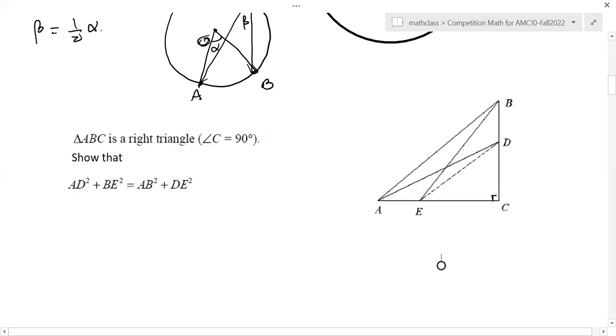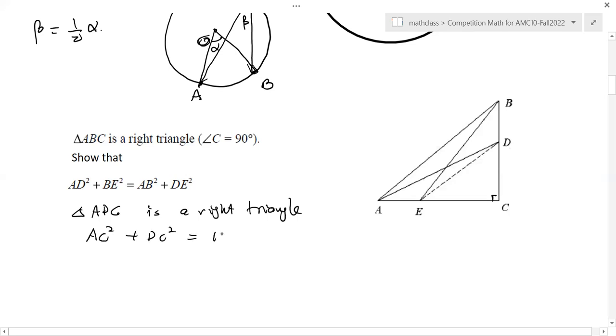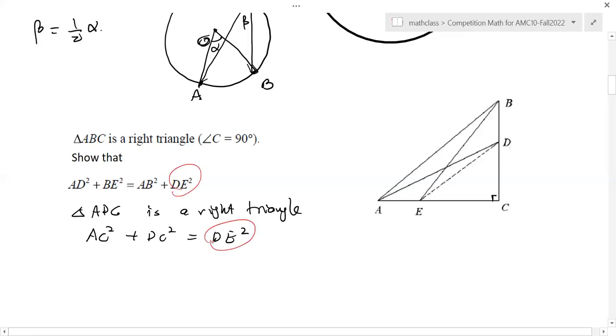So let's look at triangle ADC. ADC is a right triangle, right? Now sometimes you have to draw additional lines. Sometimes it's already given, so you don't need to draw any. Later we will see some problems where you need to draw additional lines. So this is a right triangle. Therefore you have AC squared plus DC squared equals DE squared. So we already have a DE here.